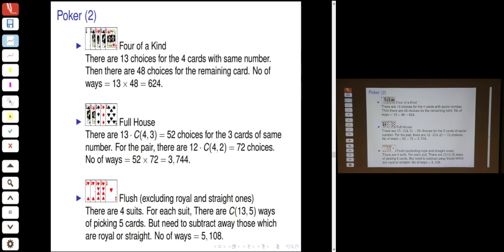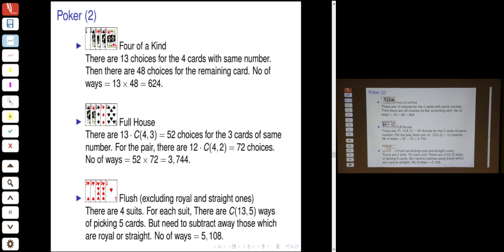So let's count this. This is called a flush. But we don't want to include the royal flush and straight flush, the things we have counted. So they are from the same suit, but they cannot be consecutive. Usually we say how many ways of doing this, how many ways of doing that. Now this time is too troublesome. So let's do a different way.